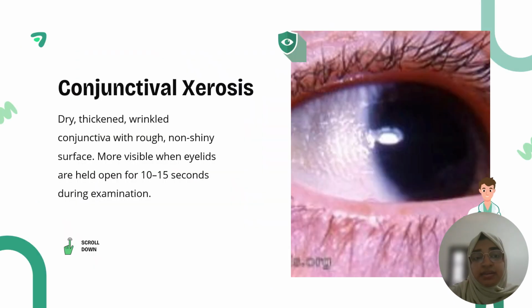If untreated, it progresses to conditions like conjunctival xerosis. It refers to dryness of the conjunctiva. As shown in the picture, the white portion of the eye becomes dry. The normally smooth and shiny surface becomes dry, rough, thickened, and wrinkled. This is clearly seen in the picture. This is an early visible sign of vitamin A deficiency.